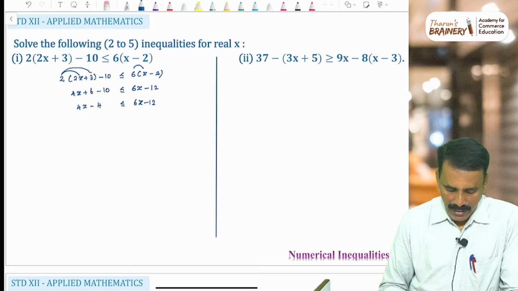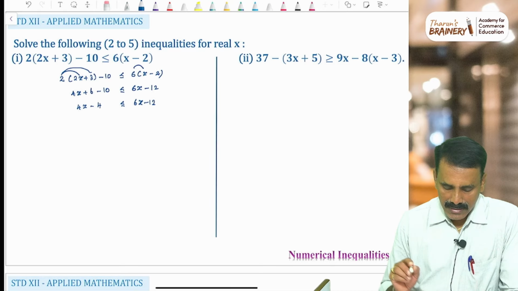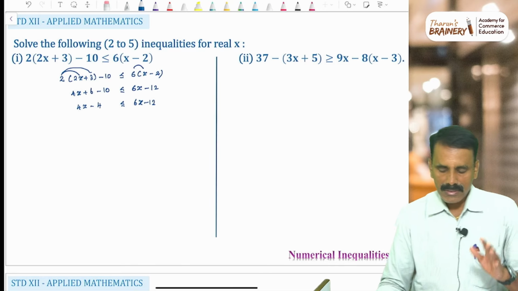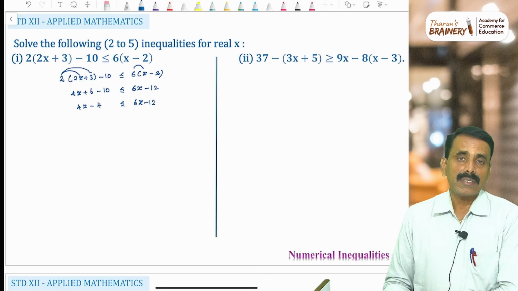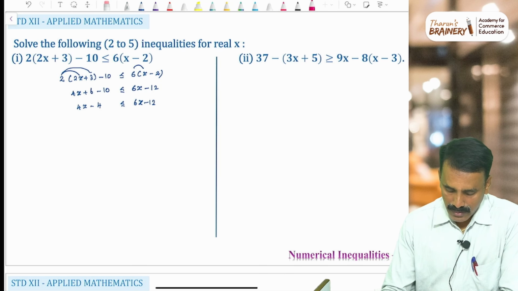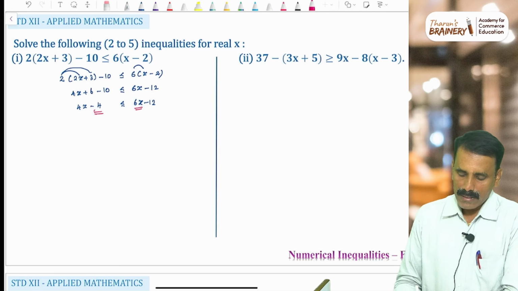On the left hand side we have one term containing x and a constant term. Right hand side we have one term containing x and a constant term. Is it clear? So this is the simplified form. Now we have to get the value for x. So what are we supposed to do? On the left hand side we must try to eliminate this minus 4, on the right hand side we must try to eliminate this 6x. So what should I do now?